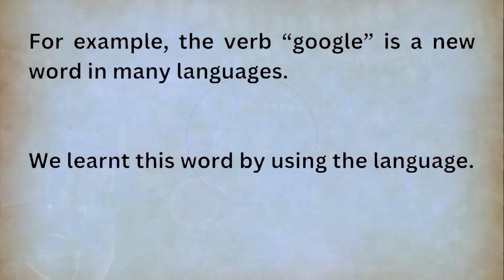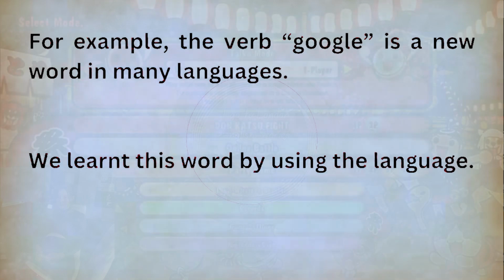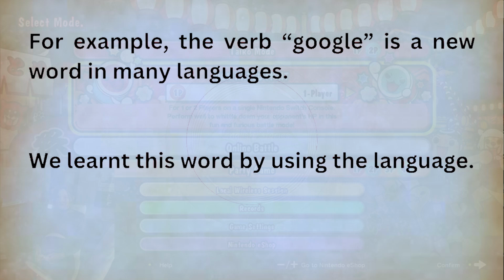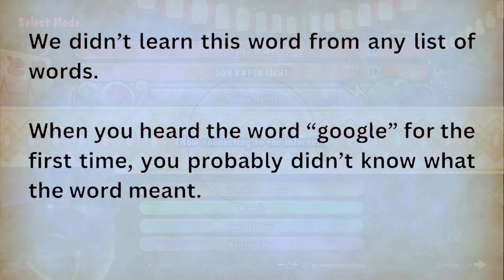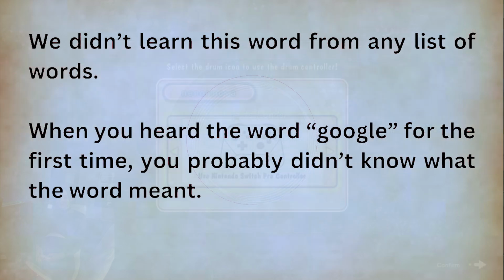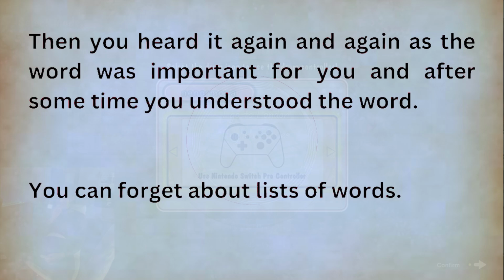For example, the verb Google is a new word in many languages. We learnt this word by using the language. We didn't learn this word from any list of words. When you heard the word Google for the first time, you probably didn't know what the word meant. Then you heard it again and again as the word was important for you, and after some time, you understood the word. You can forget about lists of words.